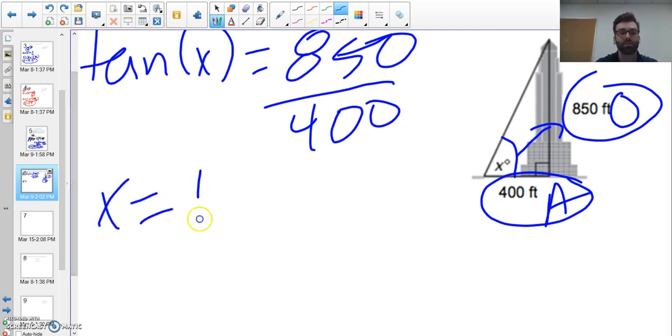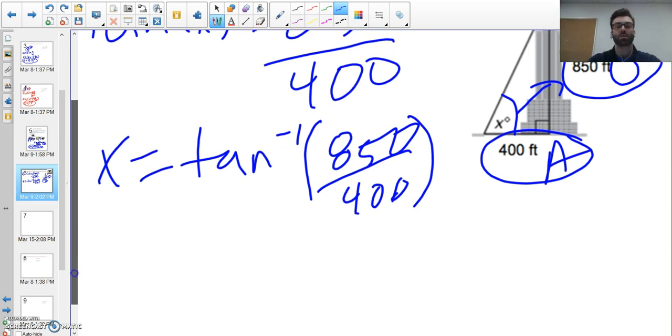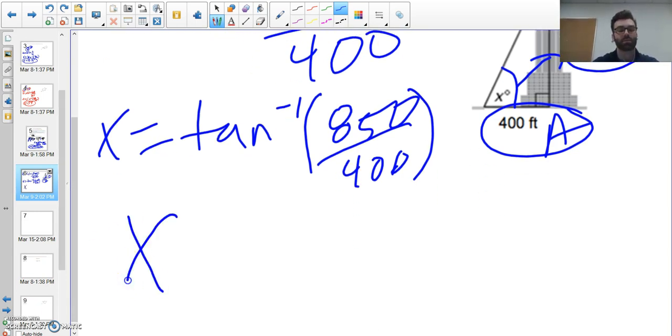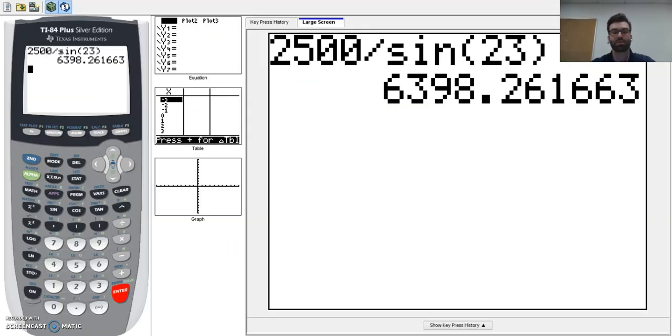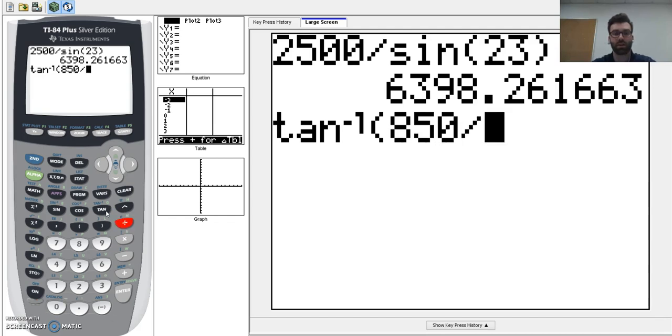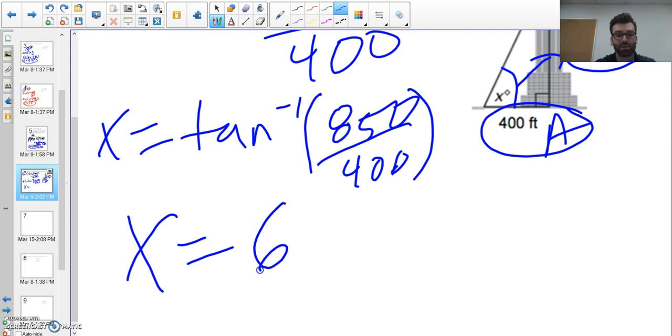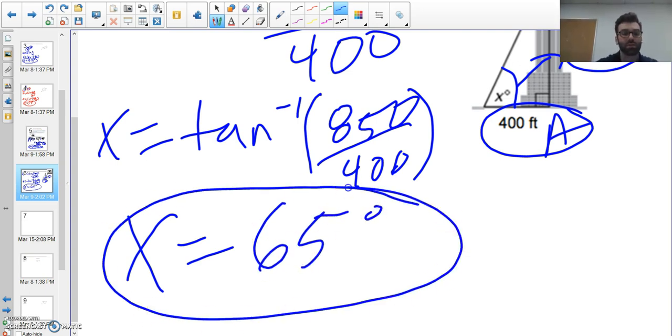So x equals tan inverse of 850 divided by 400. Okay, so x equals, well, let's see what that is. Second tangent 850 divided by 400. 64.79. All right, round to the nearest degree. We'll call it 65 degrees.